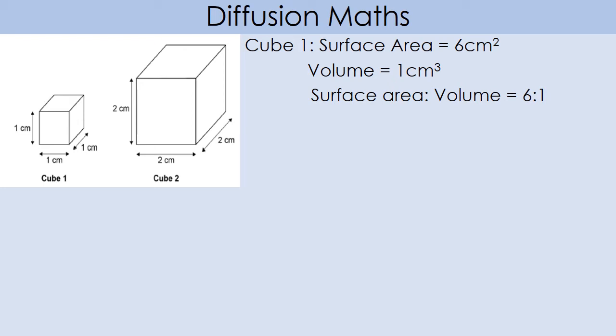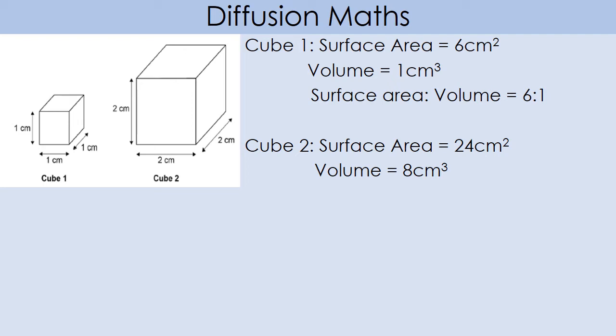Looking at cube 2, same method, we'll work out the area of one face and times it by 6. So 2 times 2 is 4 centimetres squared. We'll times that by 6 and that gives us 24 centimetres squared. So our surface area of cube 2 is 24 centimetres squared. Working out our volume, we'll do the height times the width times the depth, and that is 2 times 2 times 2. So 2 times 2 is 4, times that by 2 again is 8, which gives us 8 centimetres cubed for our volume. So our surface area to volume ratio could be 24 to 8, but obviously we can simplify that down to 3 to 1.